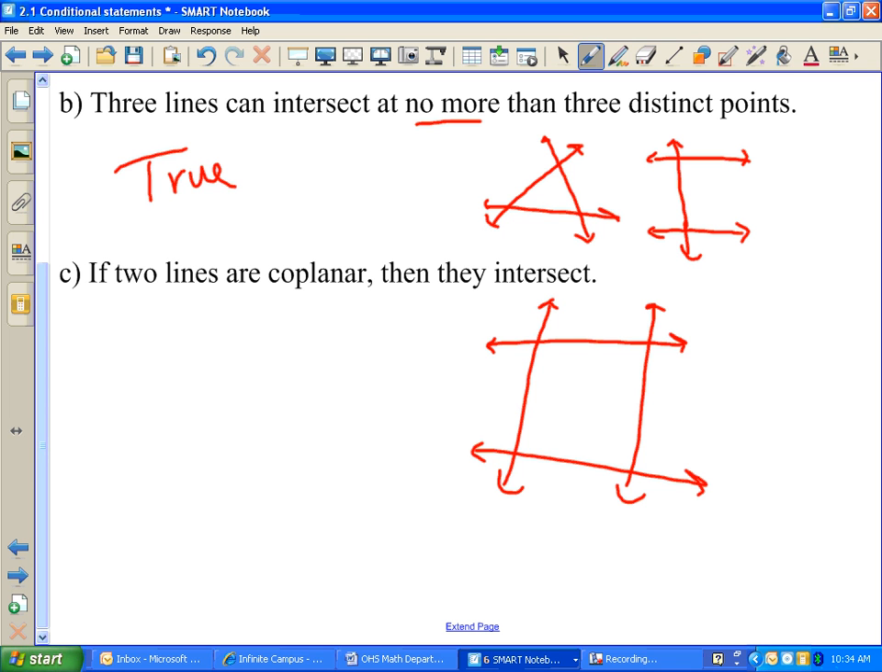Well, it's true. They always intersect. Everybody agree? Yes. All right, everybody says yes, but that's incorrect. If you have two parallel lines, they're on the same plane, are they ever going to intersect? I was just about to say that, but I thought it was wrong.